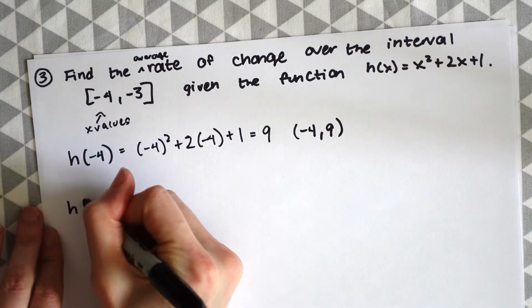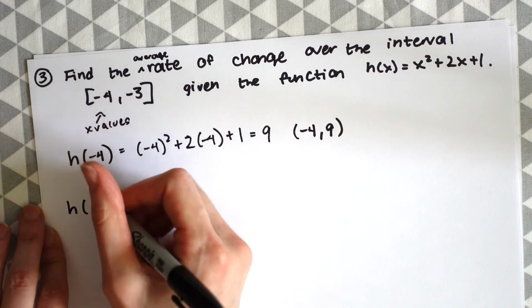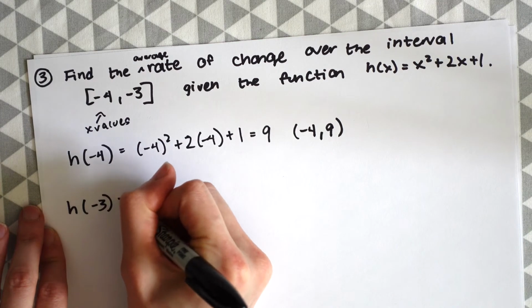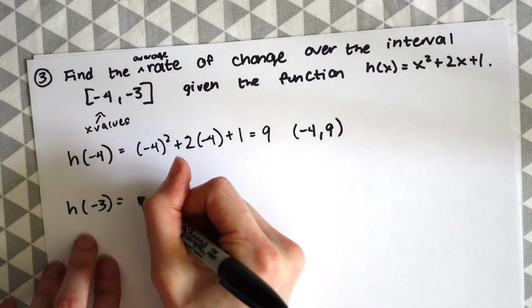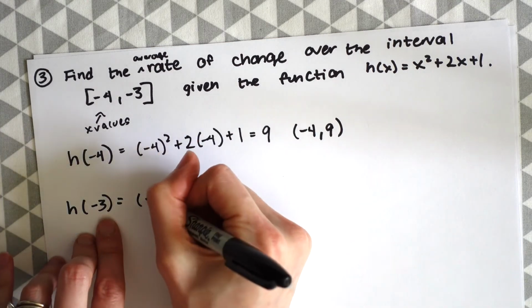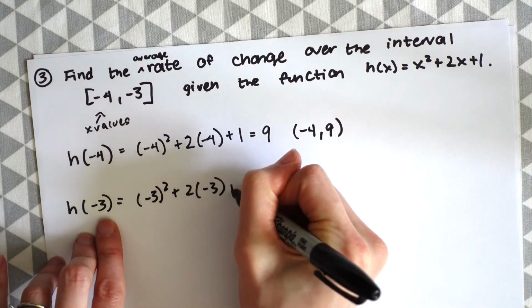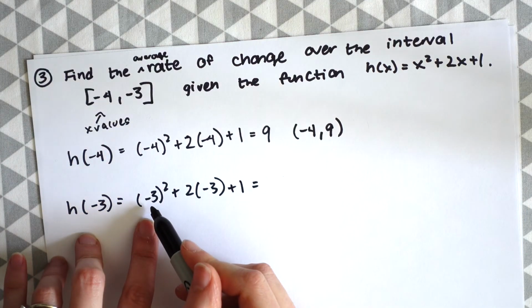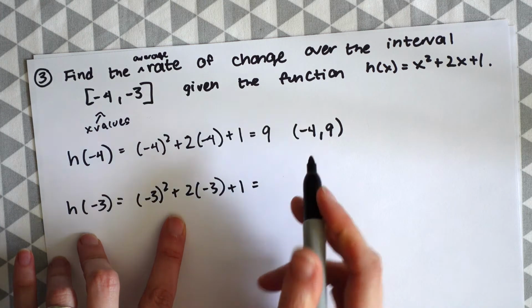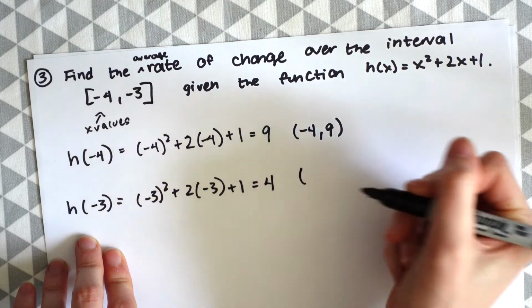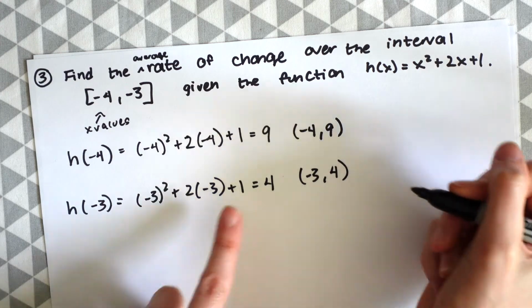And now let's find our next coordinate point by plugging in -3, our other x value, which, remember, represents the interval that we're trying to find the rate of change in. So we'll plug this in for x. So we get (-3) squared plus 2 times -3 plus 1. So -3 times -3 is 9. Minus 6 is 3. Plus 1 is 4. So this gives us our other coordinate point, which is -3, 4.